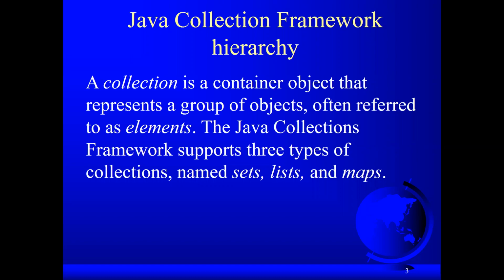So collection, the naming itself says that it is a container object that represents a group of objects, often referred to as elements. Whatever we call elements, even in case of an array we say array elements, similarly collection elements. So it is nothing but a group of objects. The Java collection framework supports three types of collections: sets, lists, and maps. These are the high level types available in the collection framework in Java.